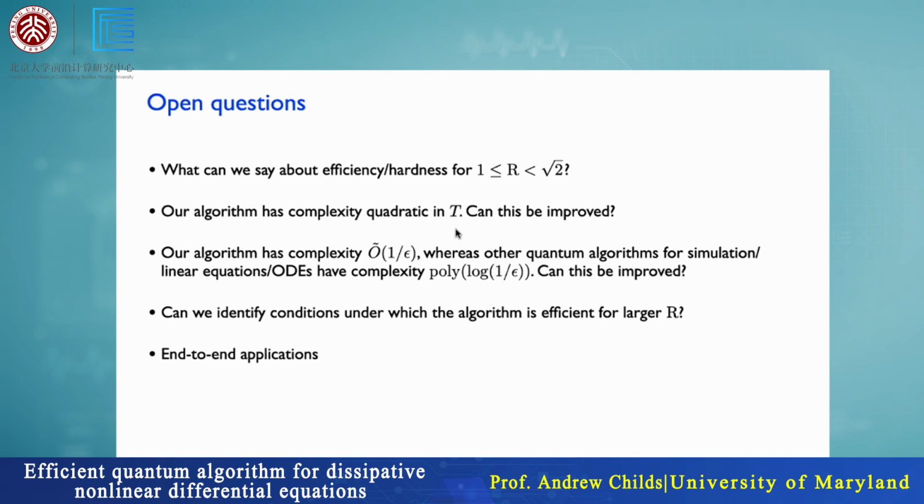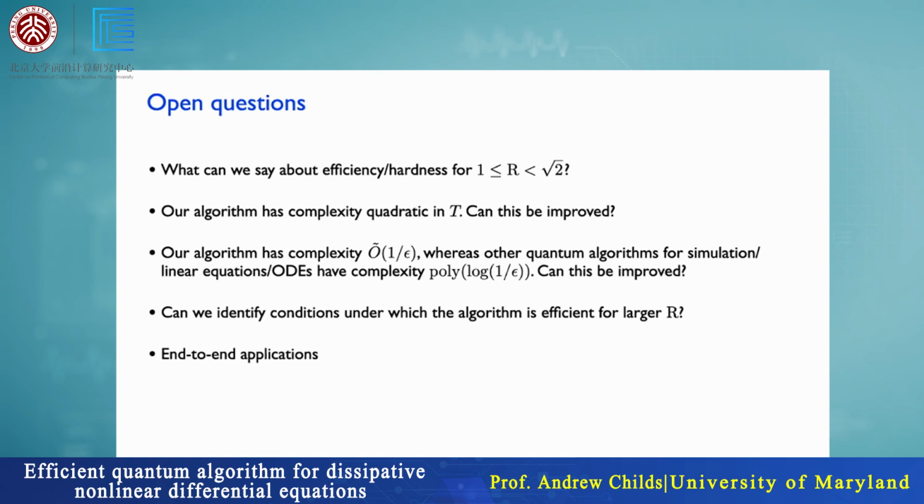Another related question is about the dependence on epsilon. Some of these algorithms for high dimensional linear algebra problems have complexity polylog 1 over epsilon, whereas here we have complexity that goes basically like 1 over epsilon. So it'd be interesting to know whether this much better performance is something that one can potentially achieve. And then, this is the question that I just mentioned on the other slide. I think it would be nice to identify classes of equations for which we can handle these larger values of R. We have numerical evidence that maybe that would be possible, and I think it would be great to get a better understanding of that.